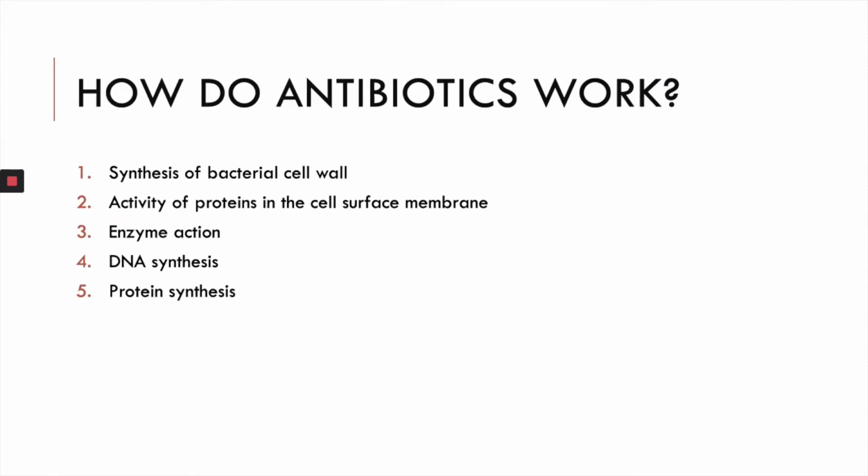There are 5 ways on how antibiotics work. First one, they prevent the synthesis of bacterial cell wall. 2, they prevent the activity of proteins in the cell surface membrane of the bacteria. 3, they stop enzyme action of the bacteria. Number 4, they prevent DNA synthesis. And lastly, they also prevent protein synthesis in bacteria.